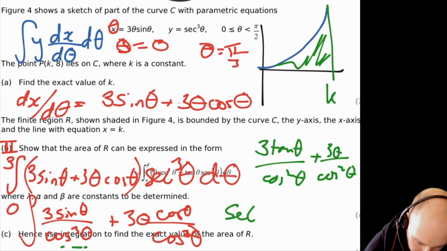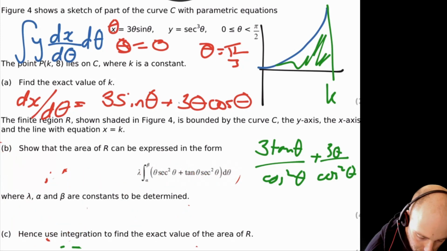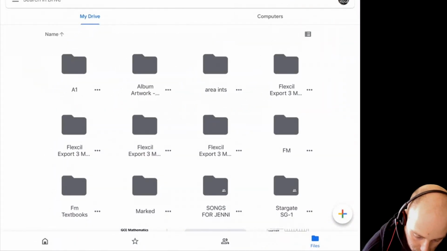So let's make some space here. Oh my god.